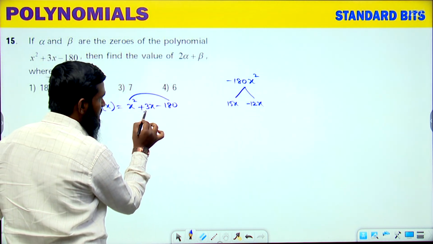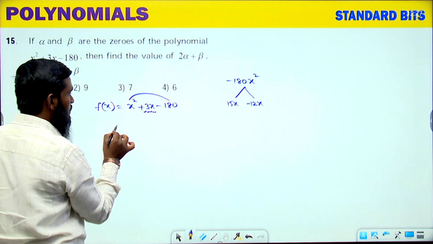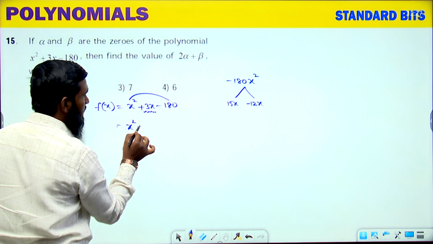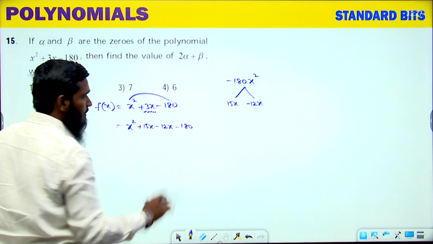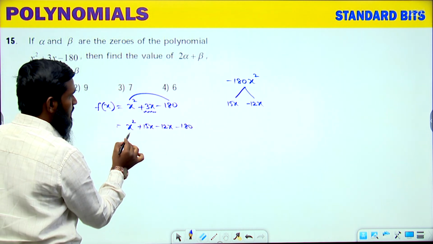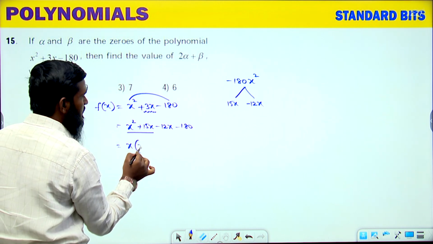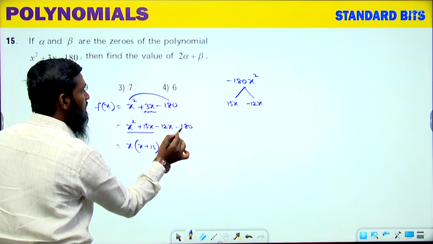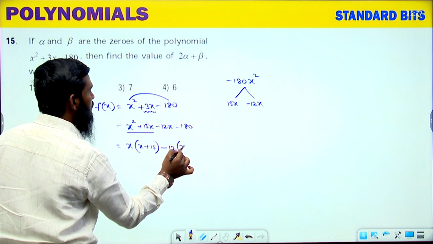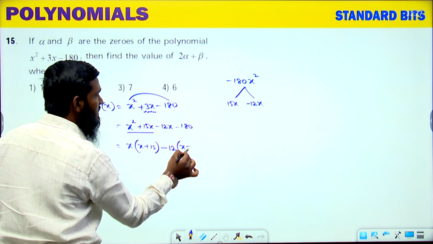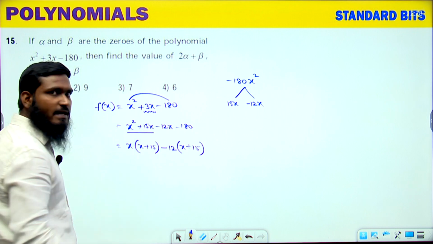Now what we have to do is, in the place of the middle term 3x, we have to write these two numbers. If we write the two numbers, we get x square plus 15x minus 12x minus 180. Now let us take something as common. From this we can take x as common, and what is left is x plus 15. Next, from this, if you take minus 12 as common, then what is left is x over here. Already we have taken minus as common, so it becomes plus, then 12 15s are 180.